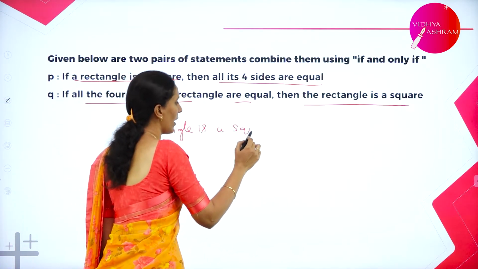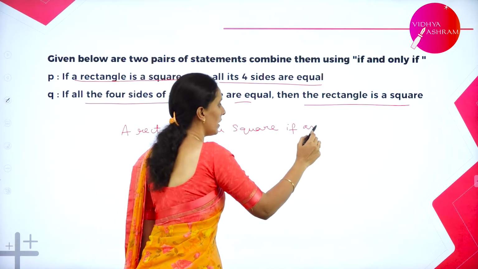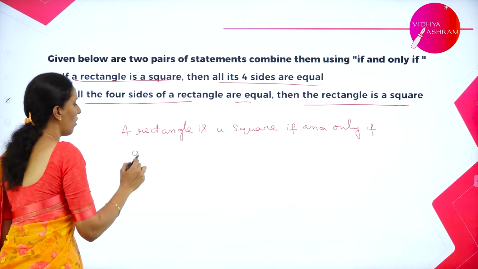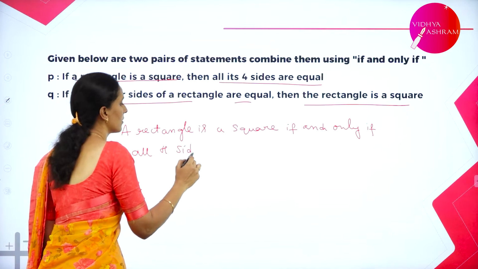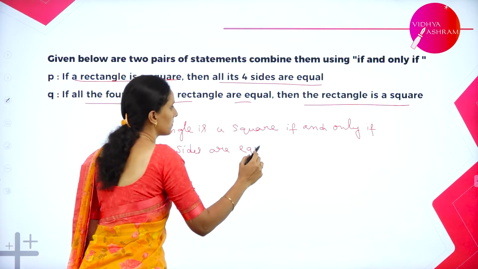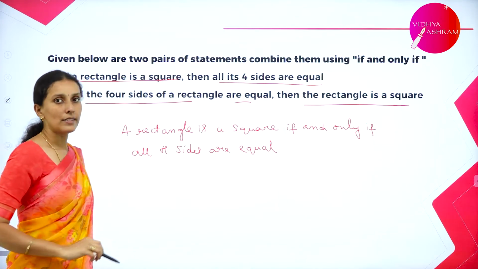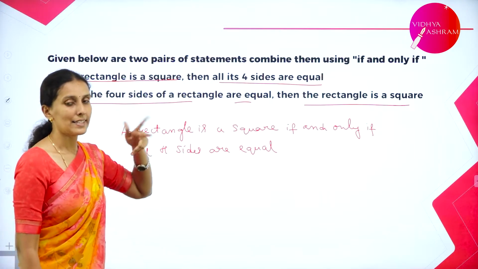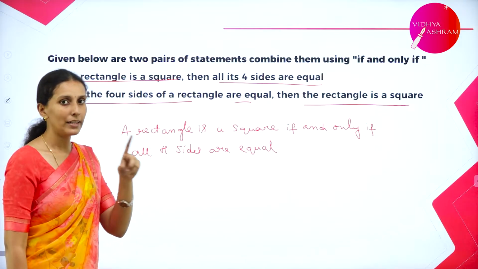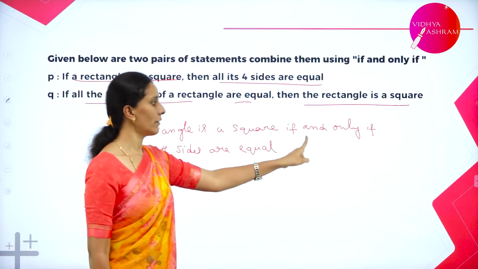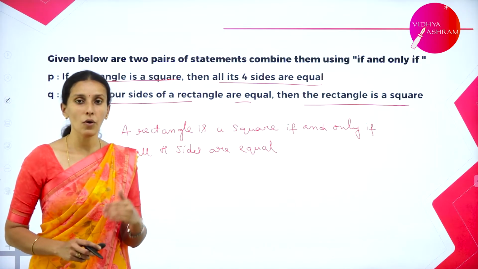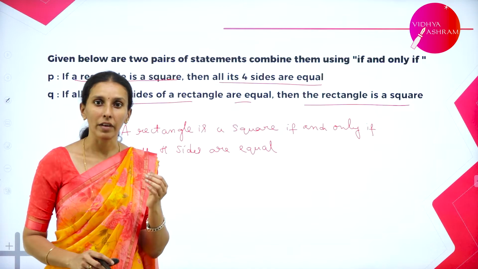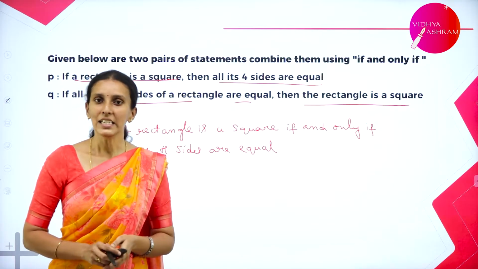A rectangle is a square if and only if all four sides are equal. So this is how we connect two statements. Here the same statement is written exactly vice versa, so we combine them to make a single statement using the phrase if and only if. This is how we connect all those phrases: there exist, for all, if and only if, if then, and, or, to combine the statements.